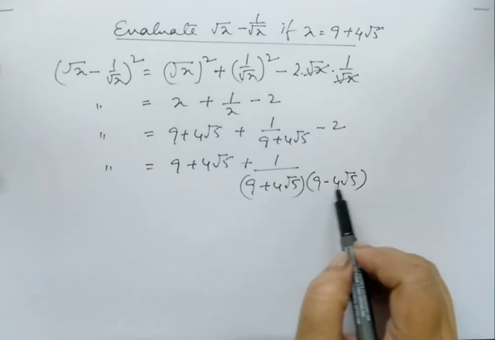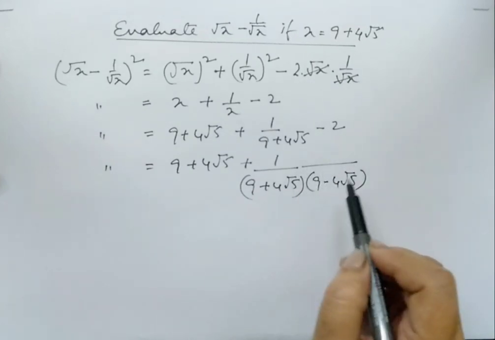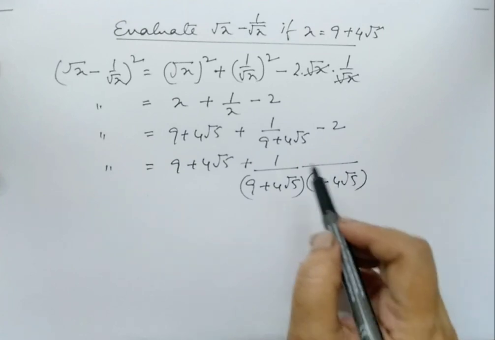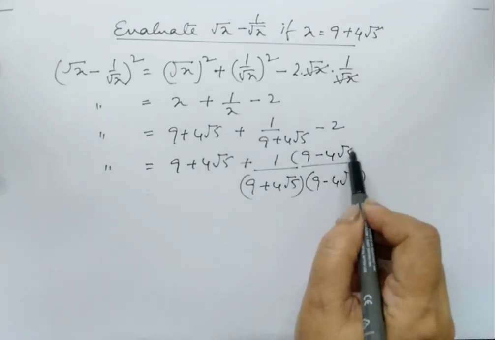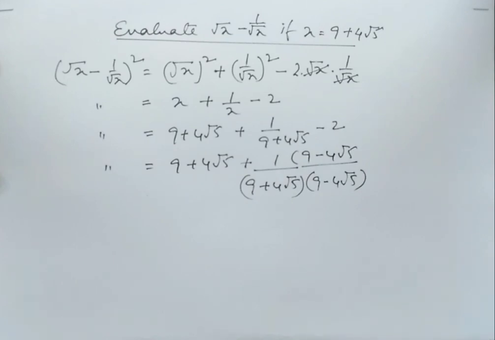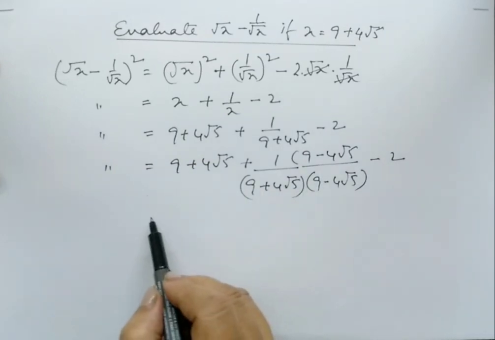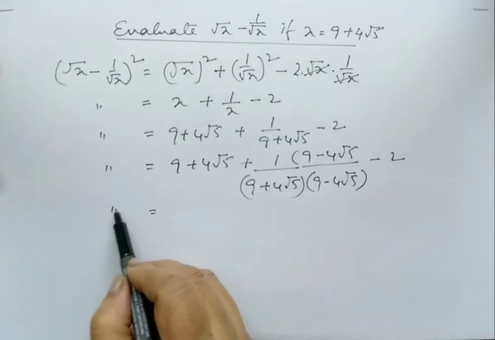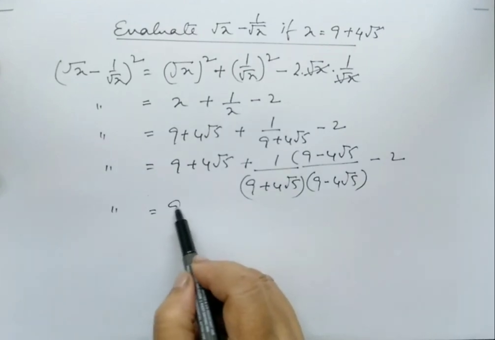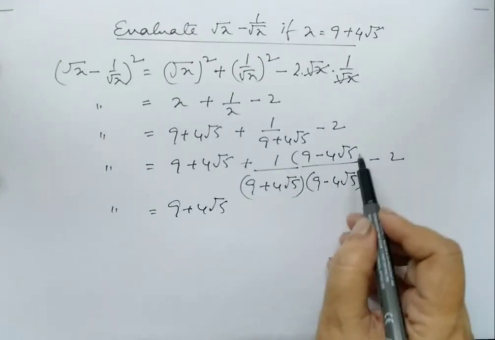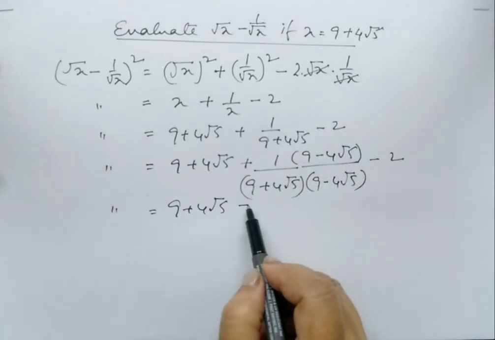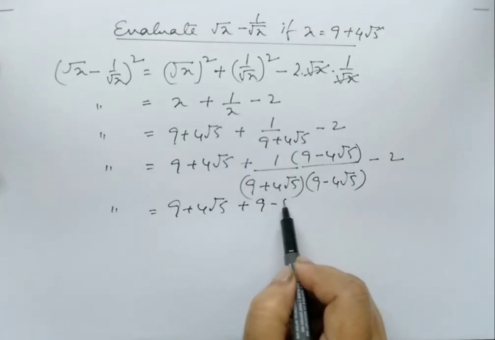Not likely. So what we give to the denominator, we must also multiply on the top. Correct? Minus 2 again comes down. Now what? This is to be written the way it is. This also will be copied.